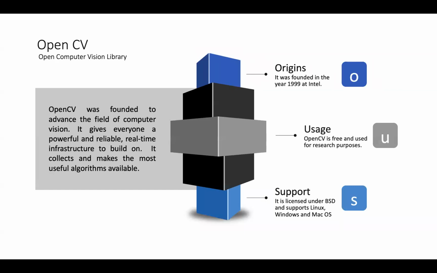And next thing that I'm going to talk about is something called OpenCV. It is basically a library. It was founded to advance the field of computer vision. It is a powerful and reliable infrastructure that you can use to implement a particular solution to the problem that you want to solve. And it has a wide array of algorithms already available for you to use. So you don't have to worry about solving the algorithm. Rather, you can worry about solving the problem.